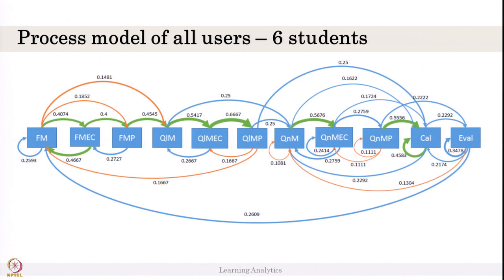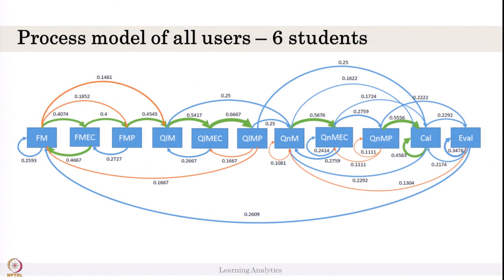Then you can compare these 2, to see which group is doing well and which is not, and why a group is not able to do well. Because they were not able to do the transition properly between the models, or they are stuck somewhere, going in a loop. You can identify a lot of information without much effort. You are not trying to identify the frequency or time, just simply the sequence of actions, and you can compute the process model or the state transition diagram.